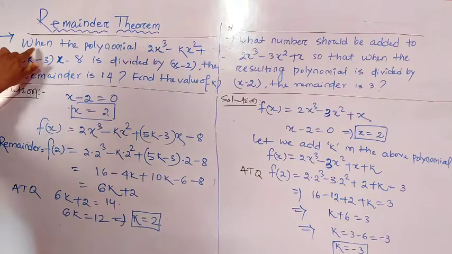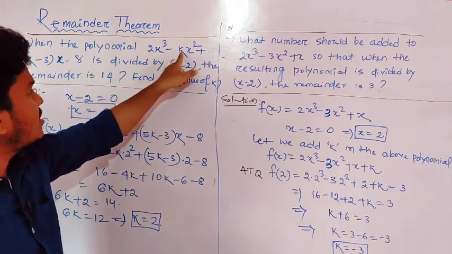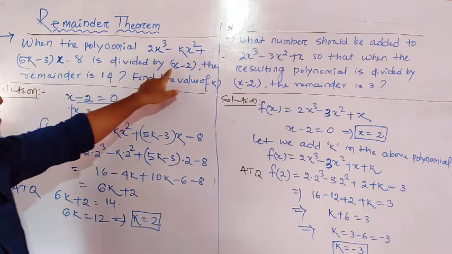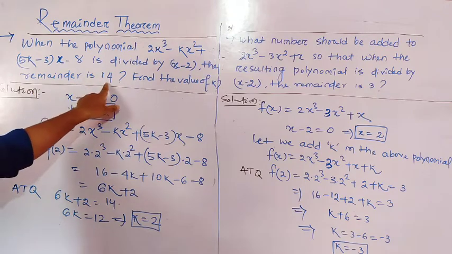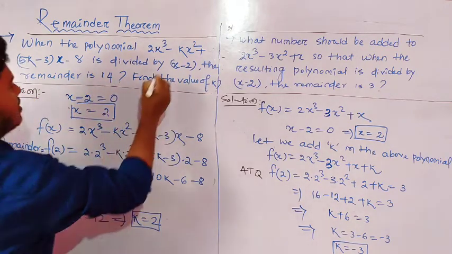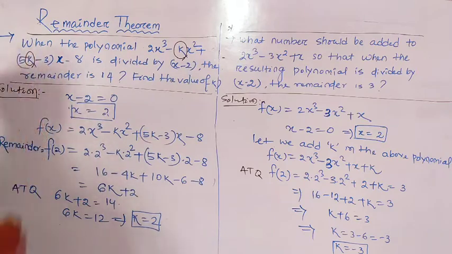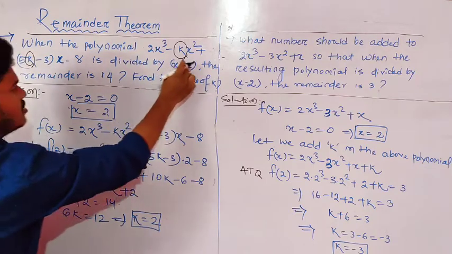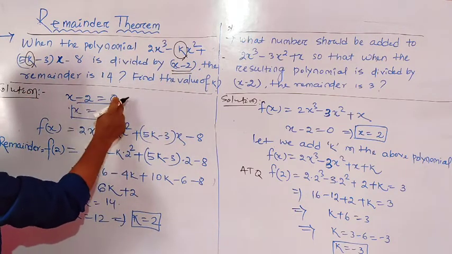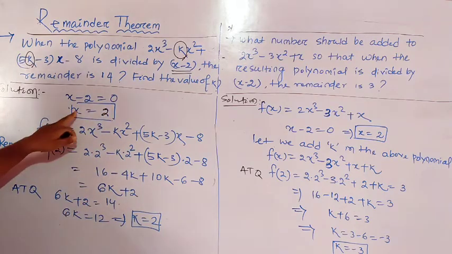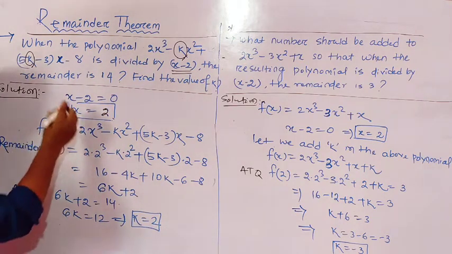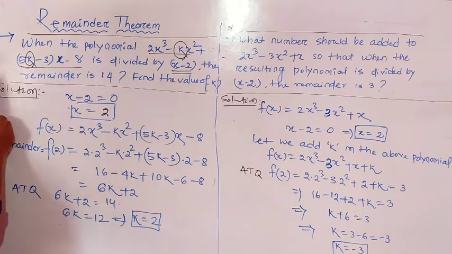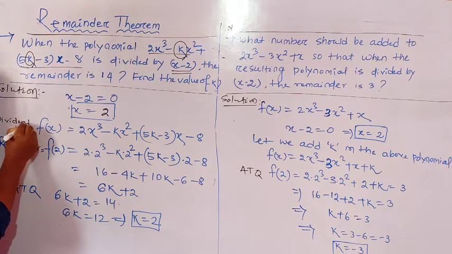The next example: when the polynomial 2x cube minus kx square plus (5k minus 3) into x minus 8 is divided by x minus 2, the remainder is 14. Find the value of k. So it is going to be divided by x minus 2, which means the divisor is x minus 2. Divisor equals 0, x minus 2 equals 0, so x equals 2. Here f(x) is the dividend.